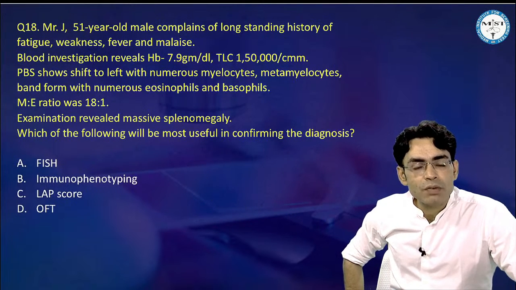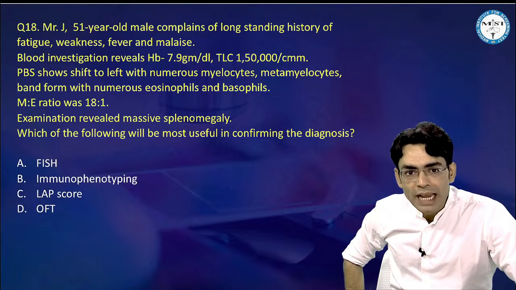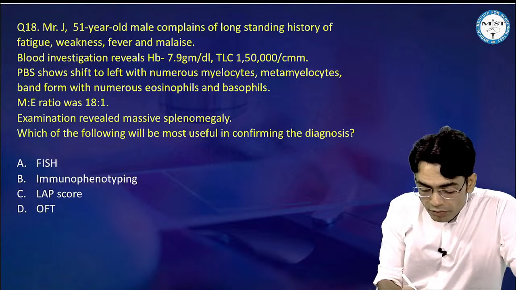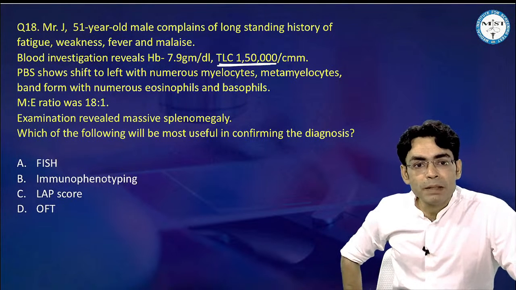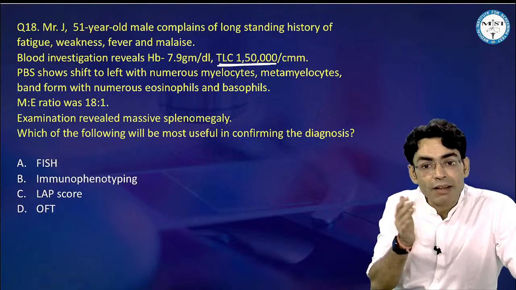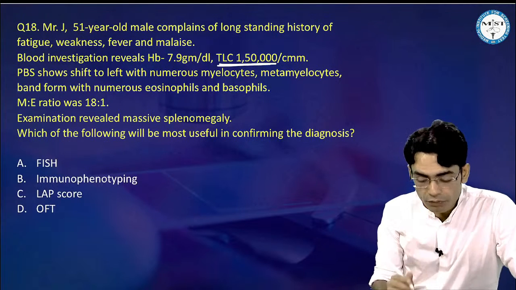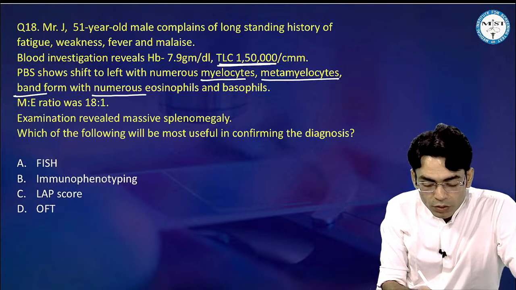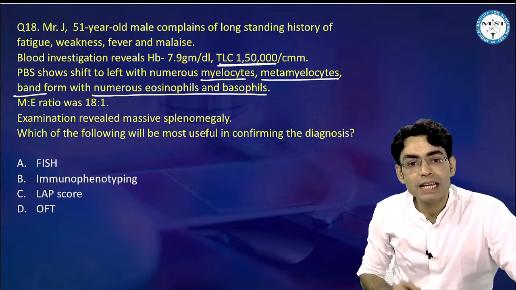Blood investigation reveals hemoglobin 7.9 grams per deciliter. It's low. TLC 1.5 lakhs. My God, so TLC is high. PBS shows shift to left, with numerous myelocytes, metamyelocytes, band forms, with numerous eosinophils and basophils.